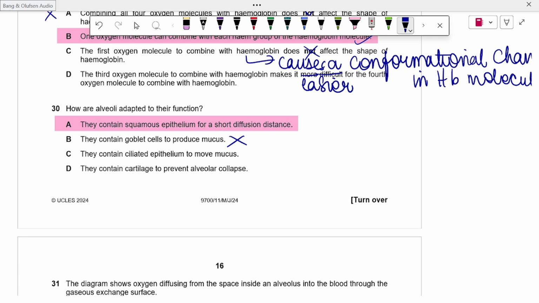Your diffusion distance would increase. There is no ciliated epithelium either. There is no need, because no mucus is being made, so there's no need for a ciliated epithelium. "They contain cartilage." Cartilage is not present either. It has elastin fibers instead. So option D is also incorrect.